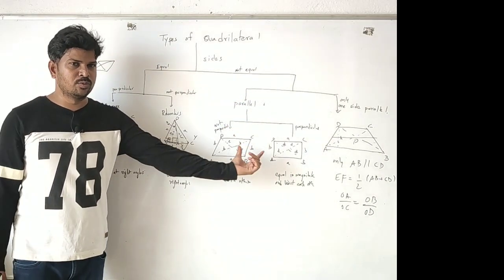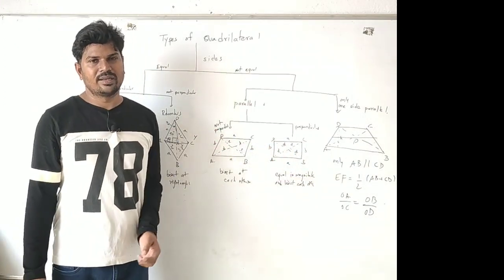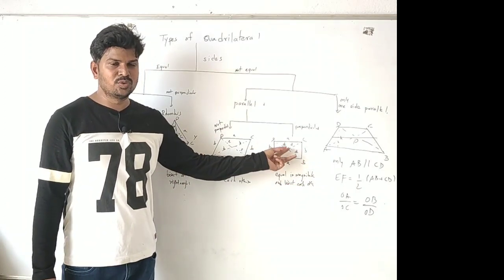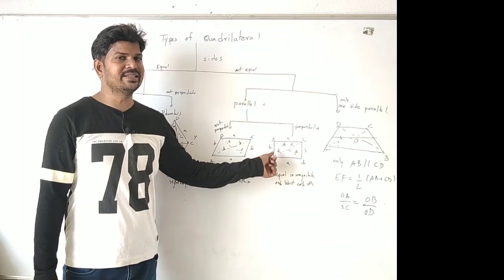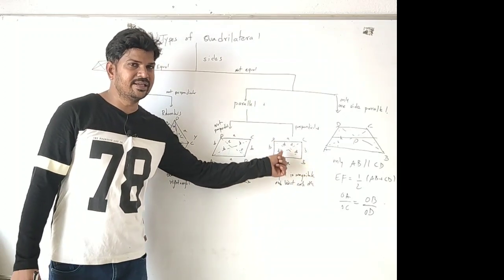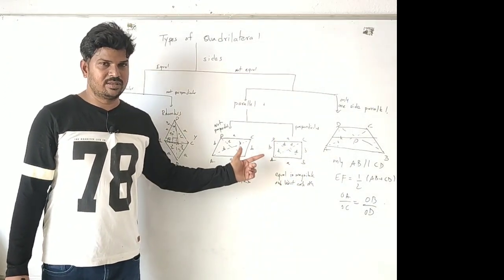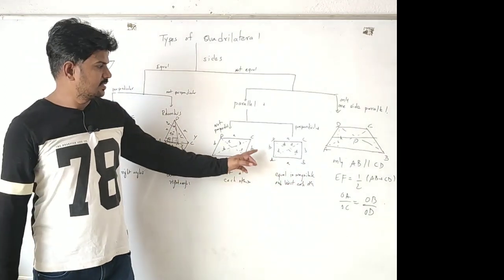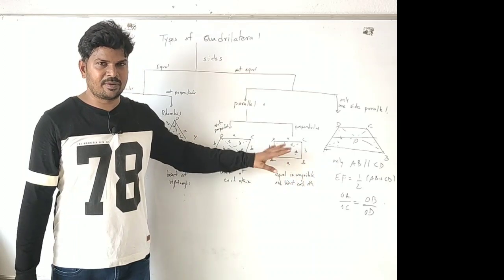Then we have two more shapes, the parallelogram and the rectangle. A rectangle has four sides where opposite sides are equal and parallel, and the angle between two adjacent sides is 90 degrees. The difference between a rectangle and a square is that here all sides are not equal, whereas here all sides are equal. Other than this, everything is the same. As they make 90 degrees perfectly, they are in perfect shape.